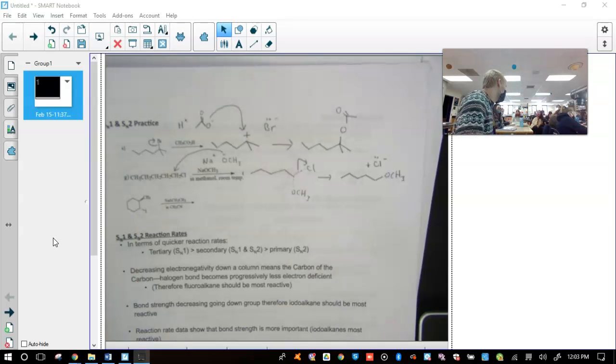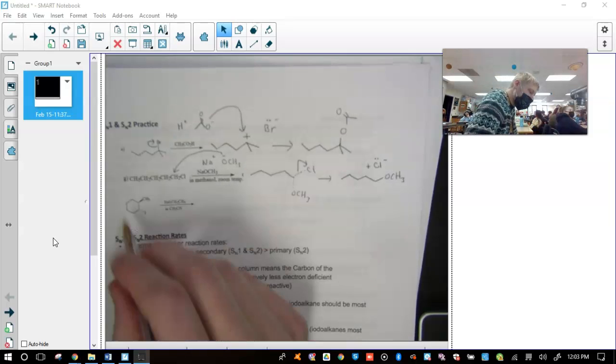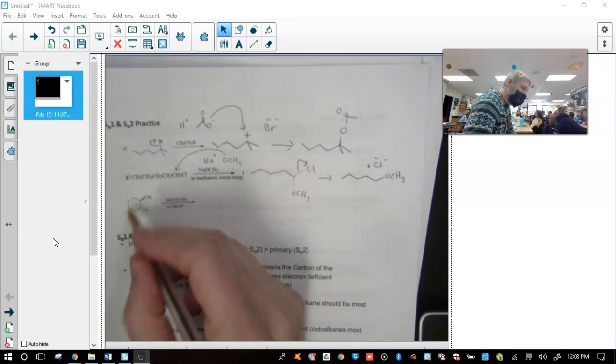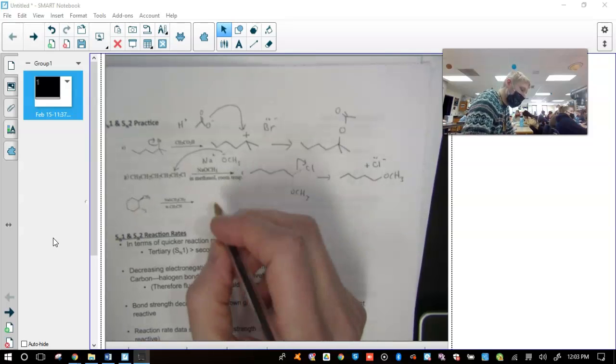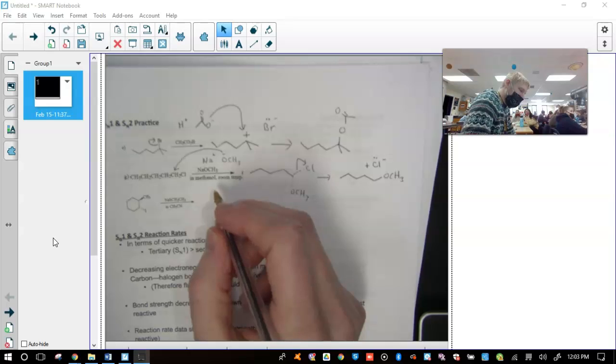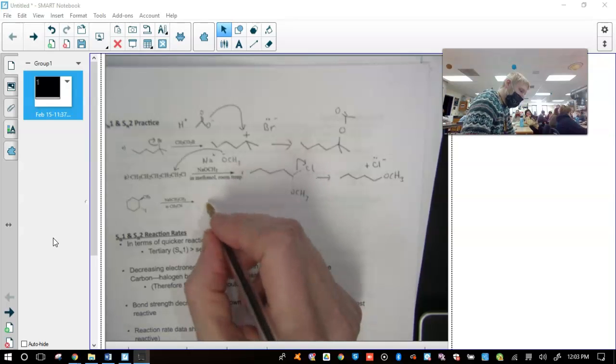All right. The third one, this is a secondary, so it could be either SN2 or SN1. Just for practice, what do you guys want to do? SN1. Okay, SN1. So this is a cyclohexane with a methyl group and an iodine coming off. And let's just say this is an SN1 pathway.